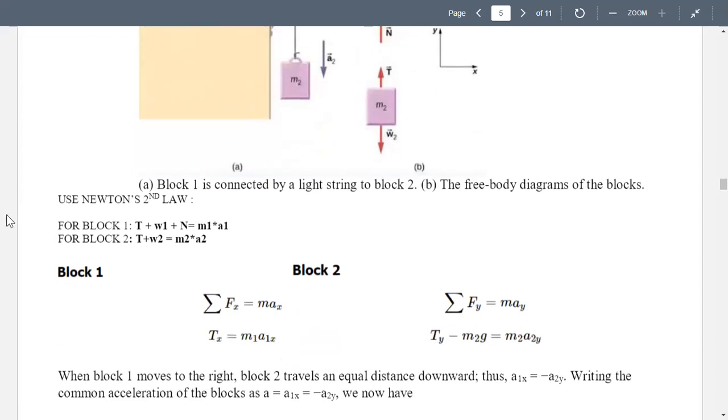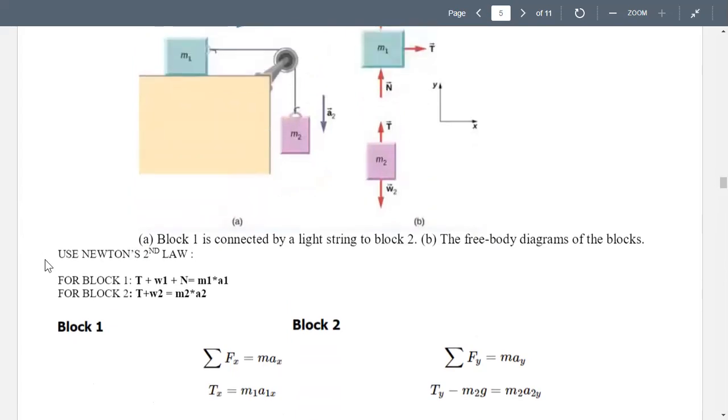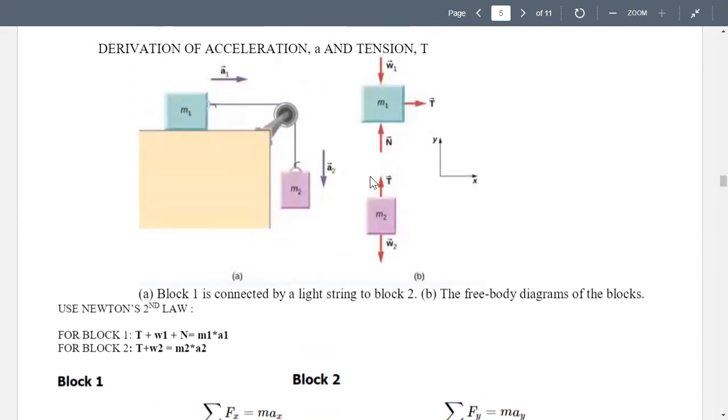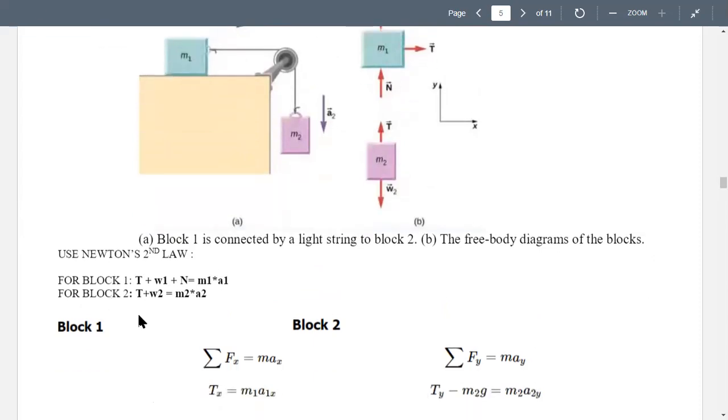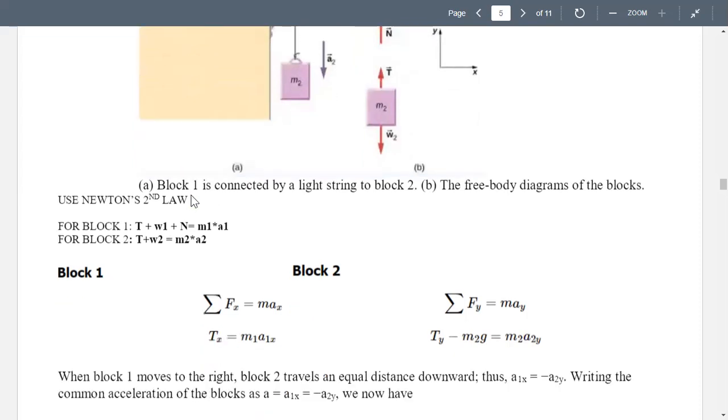For the balancing of forces, for block 1, your tension T plus W1 plus N would be equal to your mass of the first block times the acceleration of the first block. And then we have the tension here for the second block plus the weight of the second block would be equal to the mass of the second block multiplied with the acceleration of the second block.